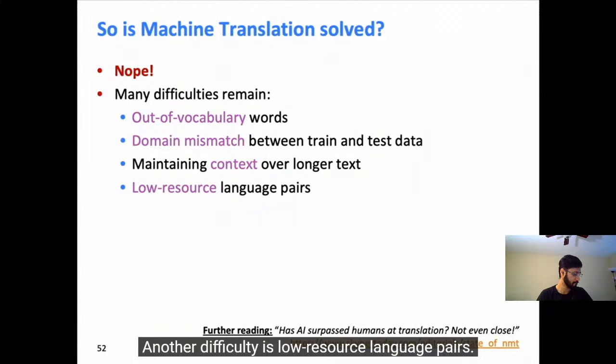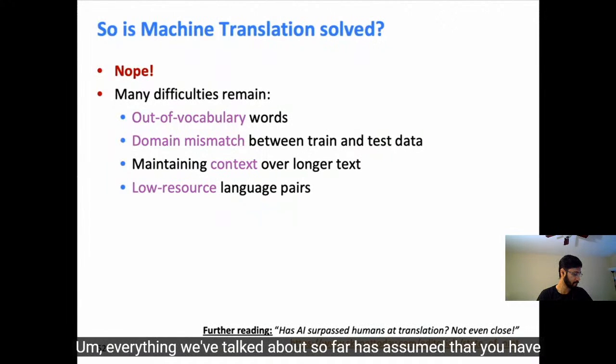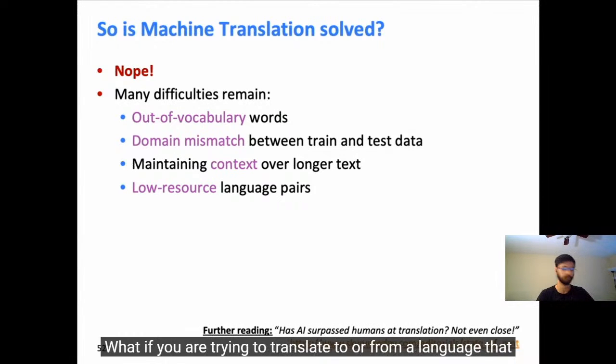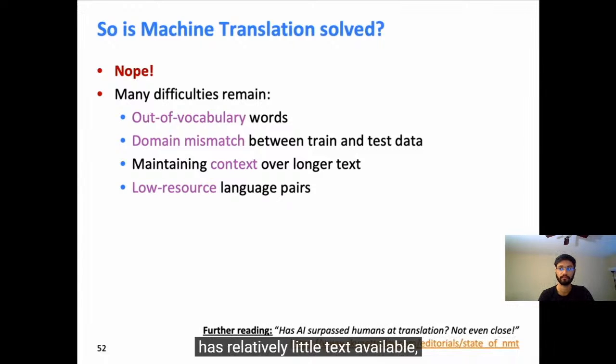Another difficulty is low-resource language pairs. Everything we've talked about so far has assumed that you have access to a very large parallel corpus, but what if you don't? What if you're trying to translate to or from a language that has relatively little text available online, for example? So that could be pretty difficult.